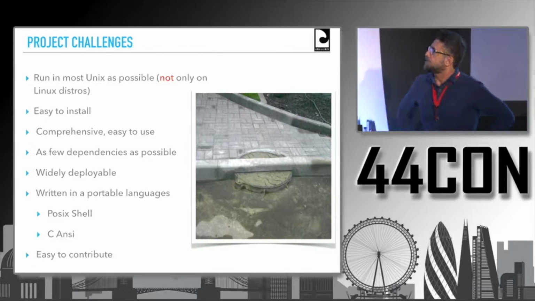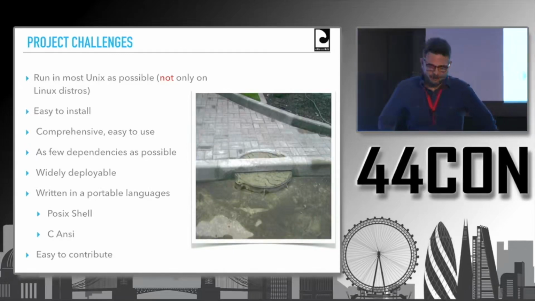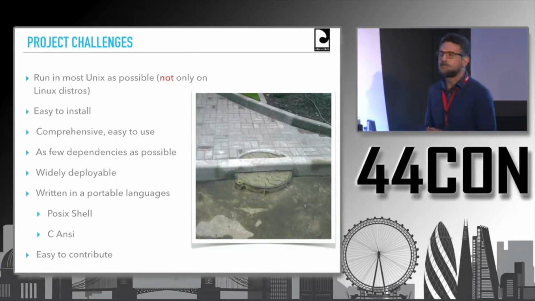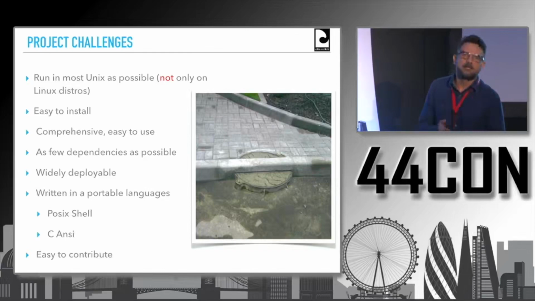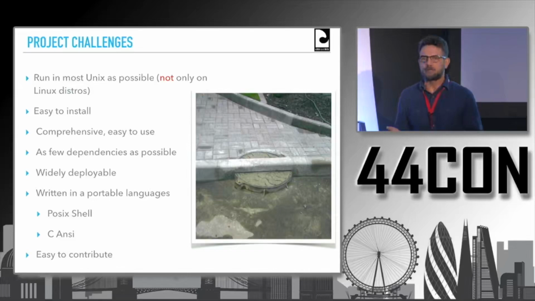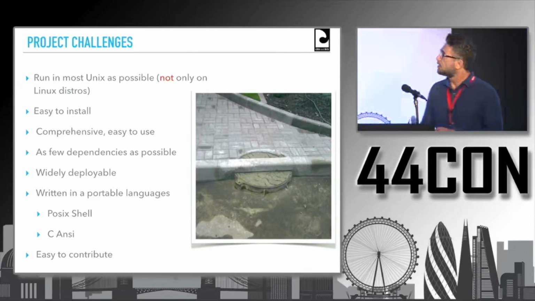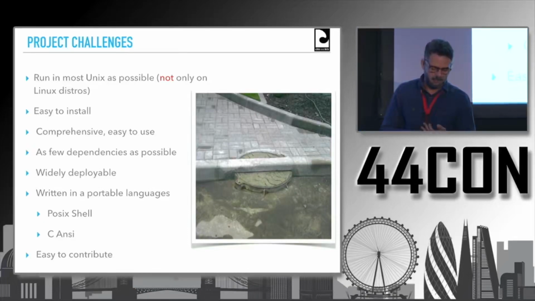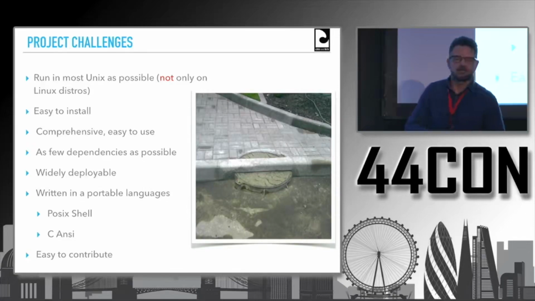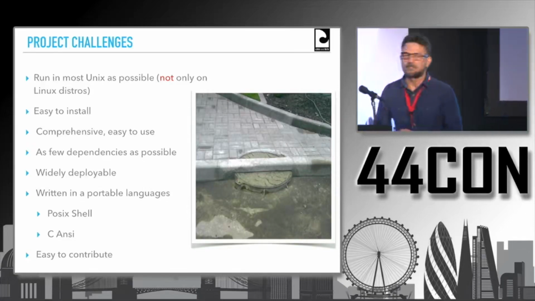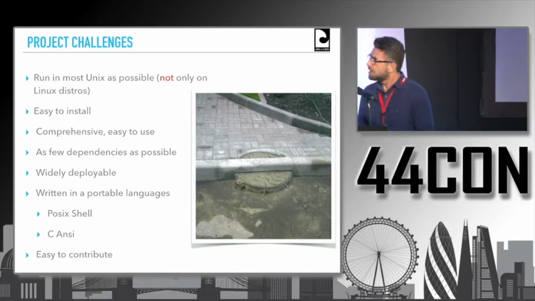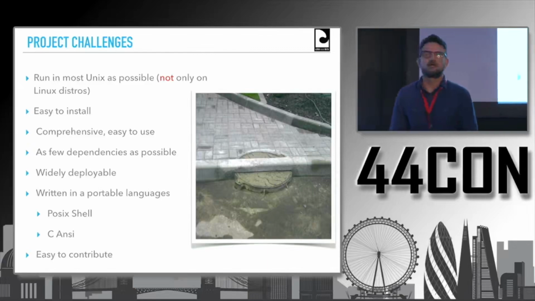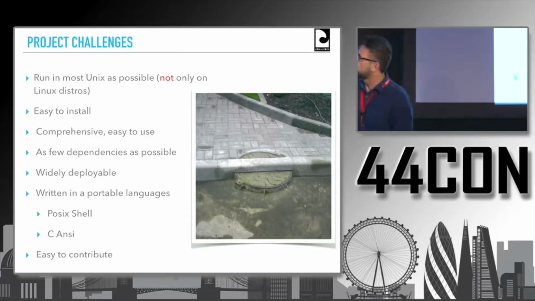About the project challenges: because the machines are divided into different kinds of Unix, I needed to write a tool easy to run on several kinds of Unix, not only on one Unix distro. Chkrootkit can run on FreeBSD, OpenBSD, NetBSD, and several other Unix machines. Easy to install, because the administrator doesn't need to have skills in Unix environments. Easy to use, easy to comprehend.